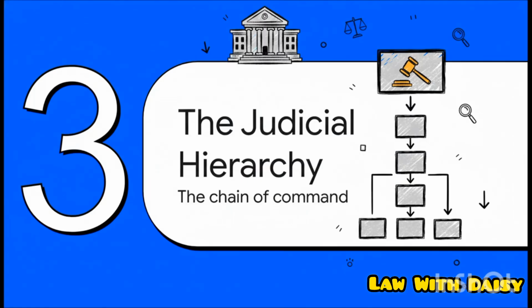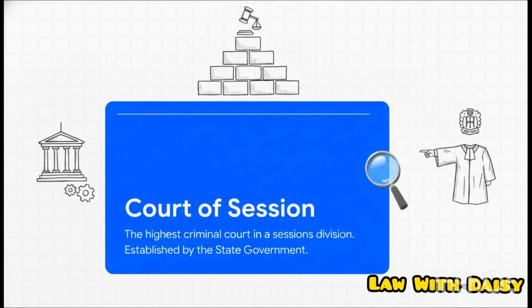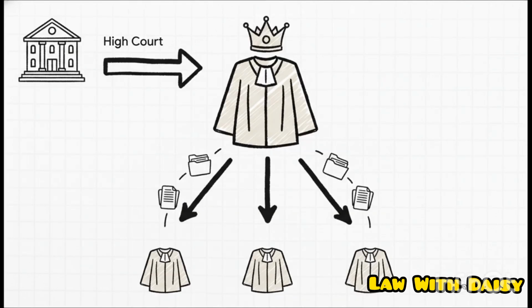All right, let's follow the org chart on the judicial side. We're going to trace the chain of command, starting right at the top of a district's criminal court system. At the very top of the pyramid in a district, you'll find the Court of Session. Now pay close attention to this detail because it's important. The state government is the one that actually establishes the court building, but the person running the show, the sessions judge, is appointed by the high court. See that separation already?